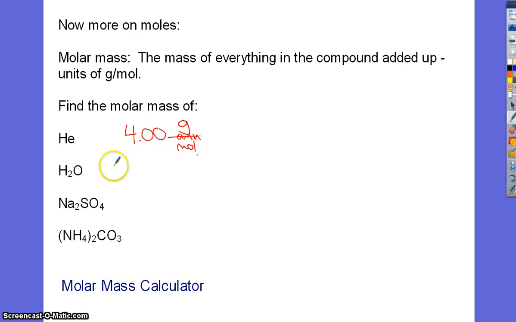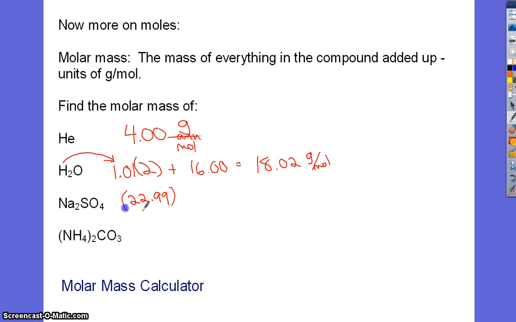For water, we look up on the periodic table. Hydrogen is 1.01. There are 2 of them. Oxygen is 16.00. So all together, that's 18.02 grams per mole. We take something like sodium sulfate. Sodium is 22.99. There are 2 of them. Plus sulfur is 32.06. Plus 4 oxygens. Each oxygen is 16. And that would all add up to whatever. I don't really care right now. I just want to make sure you know how to do it.